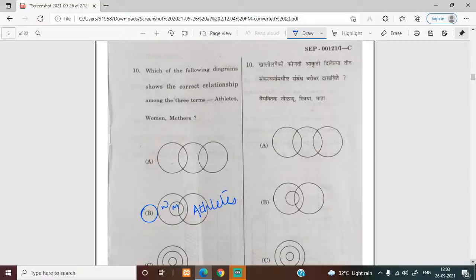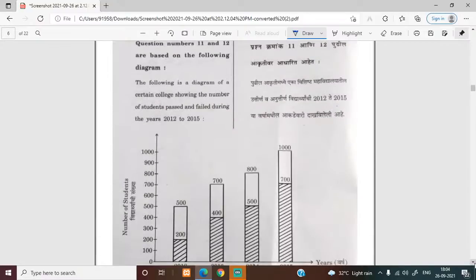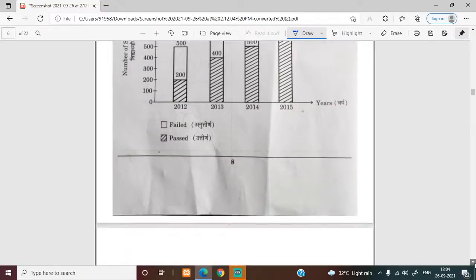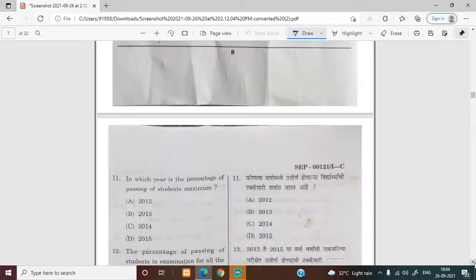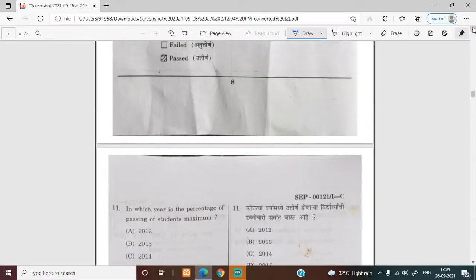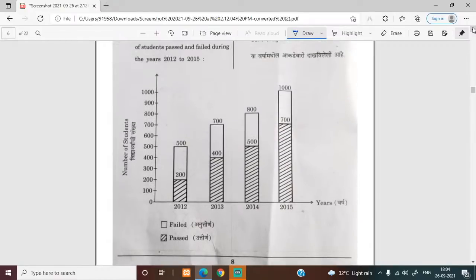Next question. This is one DI question. I really like this question because it was very simple. You could have solved it very easily, students. A diagram is given where they are asking in which year the percentage passing of students was maximum. They say students passed and failed during 2012 to 2015. In 2012, this shaded portion is passed and this blank portion is failed.